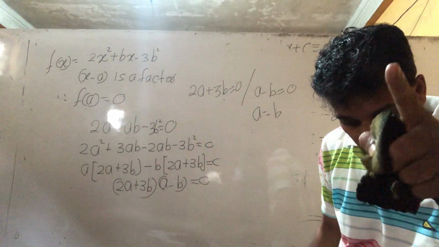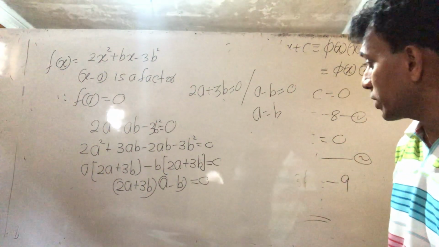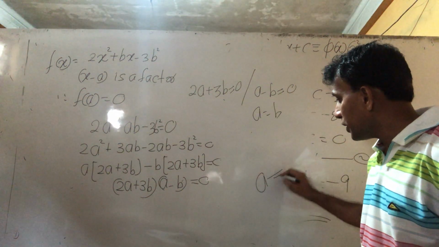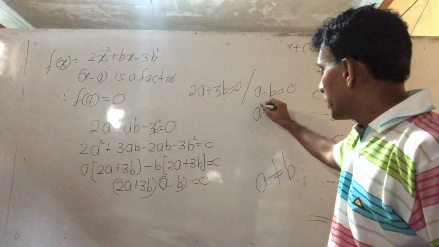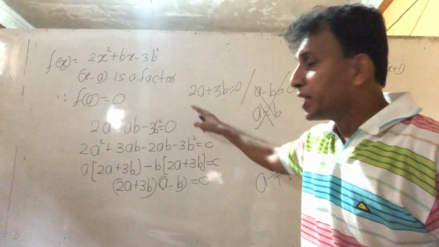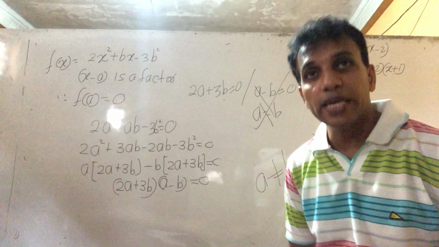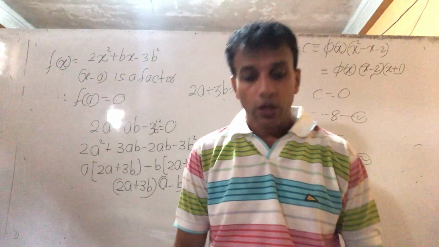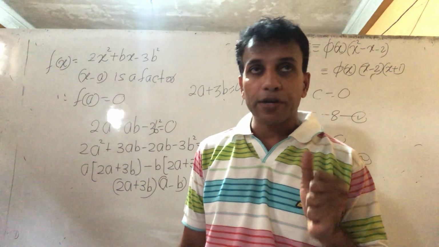But see the condition in the question: they say a not equal to b. A not equal to b, right? Therefore, this part is not valid. The relation in terms of a and b is 2a plus 3b equal to 0. So these are the ideas of using the factor theorem and the remainder theorem.